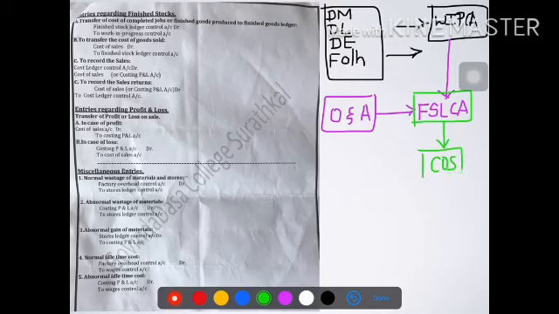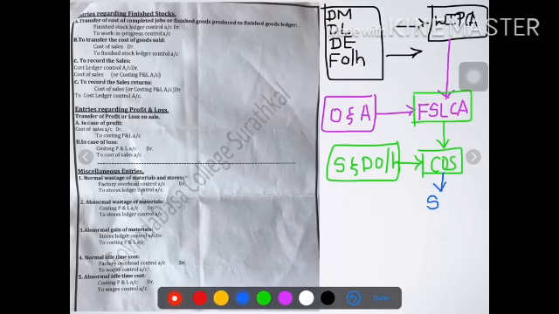The cost of sales account includes, along with this finished stock ledger control account amount, the selling and distribution overhead amount. So this becomes the total cost of sales. So from here we are going to sell the goods. Let us understand this process using the journal entries.